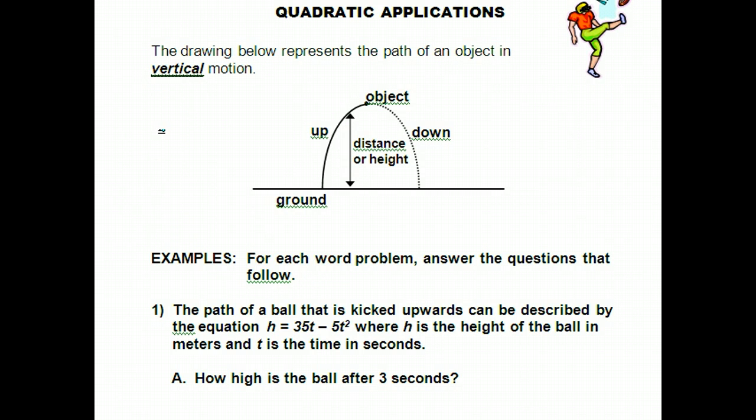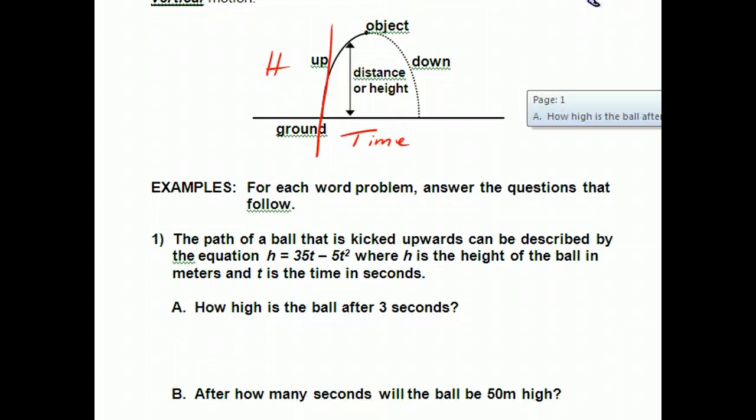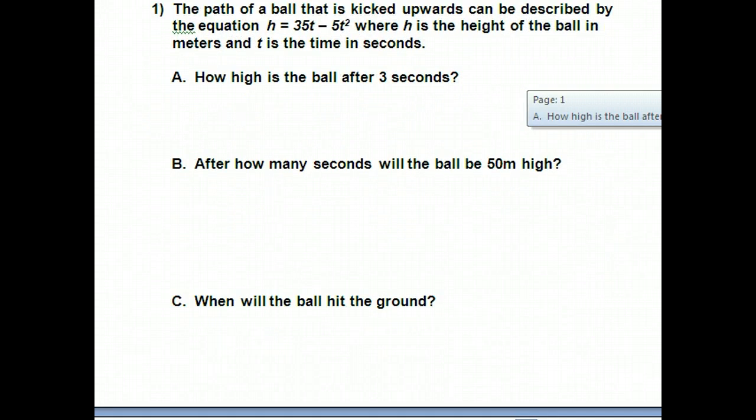Okay, so one of the applications that quadratics fits to fairly nicely is vertical motion. Basically, we want to be able to relate the time to the height that something's in the air. So if we have a time, we want to be able to find a height. If we have a height, we want to be able to find how long it's been in the air for. So quadratics makes a nice model for that. So let's go and do an example here.